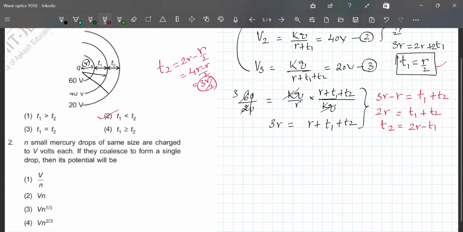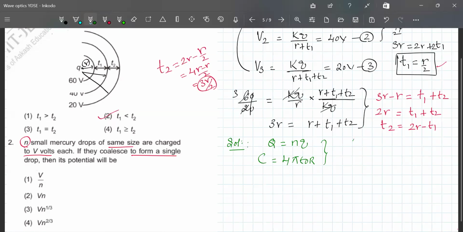Now see, n small mercury drops of same size charged to the potential V. Each of them collapses to form a single drop. Single spherical drop means total charge we can replace as Q equals n times q. In a spherical capacitor, the big capacitor means C equals 4 pi epsilon naught R. Okay. And in this case, the total volume remains constant.